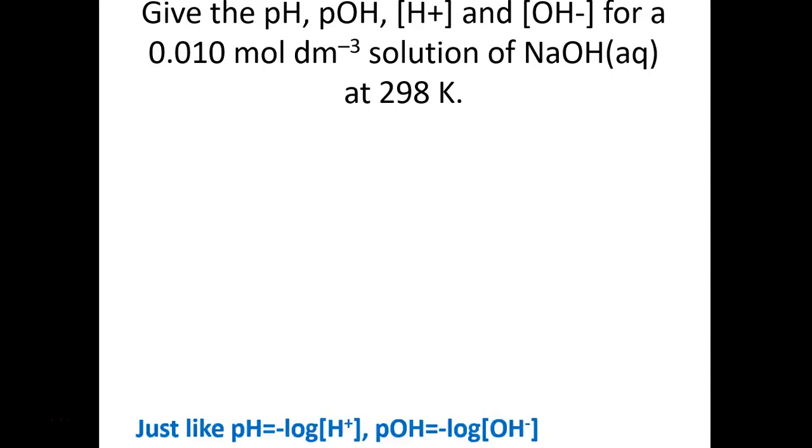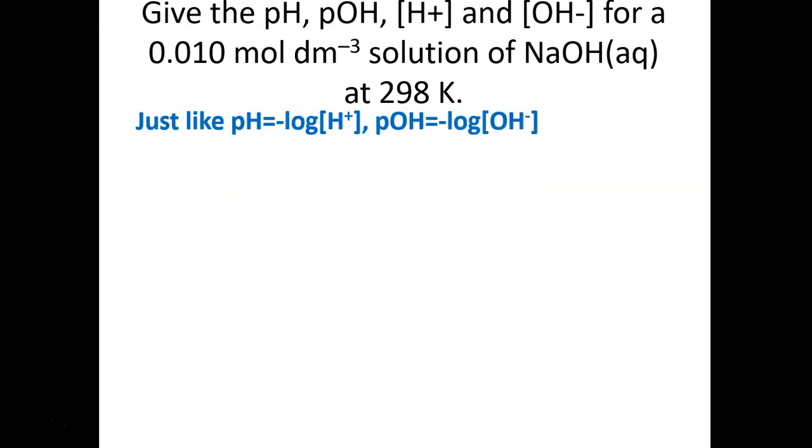Okay, now here's another problem, and this asks for 4 different things. We have to make sure if we answer a question like this that we clearly write and label all 4 answers. So it wants the pH, pOH, hydrogen ion, and hydroxide ion concentration for a 0.01 molar solution of sodium hydroxide at 298 Kelvin. So we already have the concentration of sodium hydroxide, and since there's only one hydroxide ion produced for every molecule of sodium hydroxide, I know that the hydroxide ion concentration is going to be 0.01.